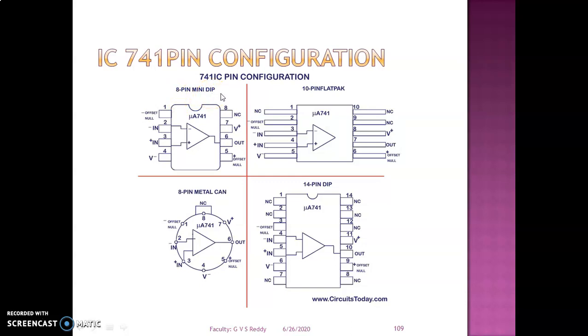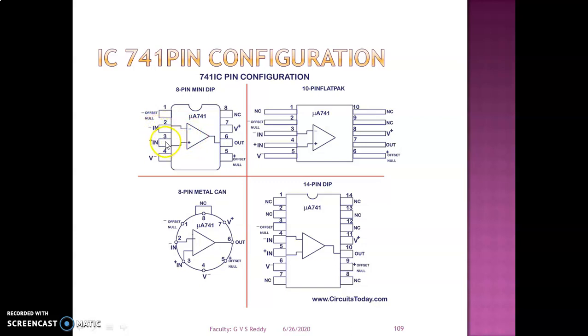dual inline package IC. So here the first pin represents offset null. This is the negative terminal. Next, the second pin represents the inverting input terminal of the operational amplifier. Here it is shown. See, for this operational amplifier, the inverting input terminal is represented with pin number 2. So at pin number 2, we should apply the inverting input for this operational amplifier.